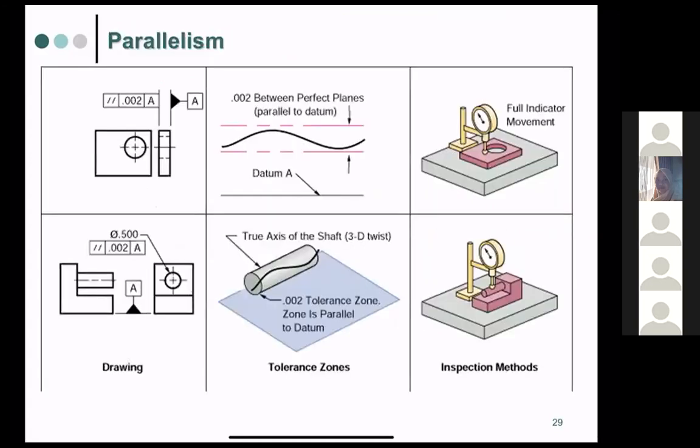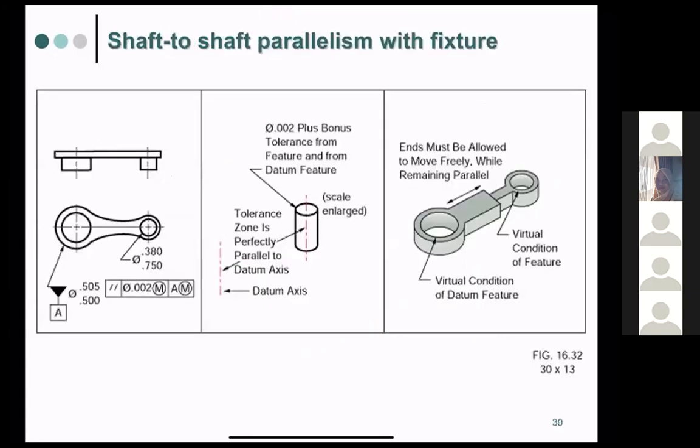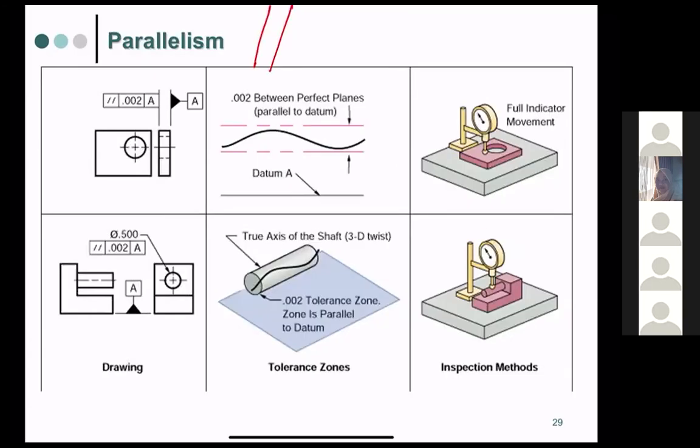Okay, and then the next one is parallelism. Yeah, parallelism, this is the symbol, like 2 parallel lines. It is to check between two parts. Okay, so if we want to check between 2 parts, it is called parallelism. I think we can see this one. Yeah, I think this one is an example.